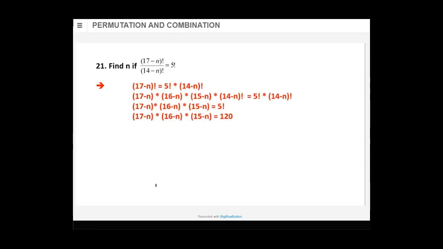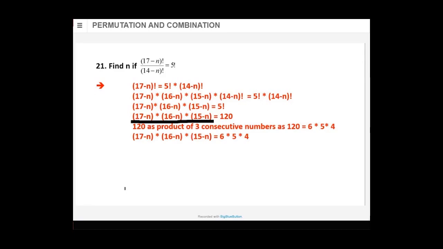Now there are three numbers here. So find out three consecutive numbers whose multiplication is 120. 120 as a product of three consecutive numbers is 6 into 5 into 4. Equating the bigger factors on either side, 17 minus n is equal to 6. So n is equal to 11.